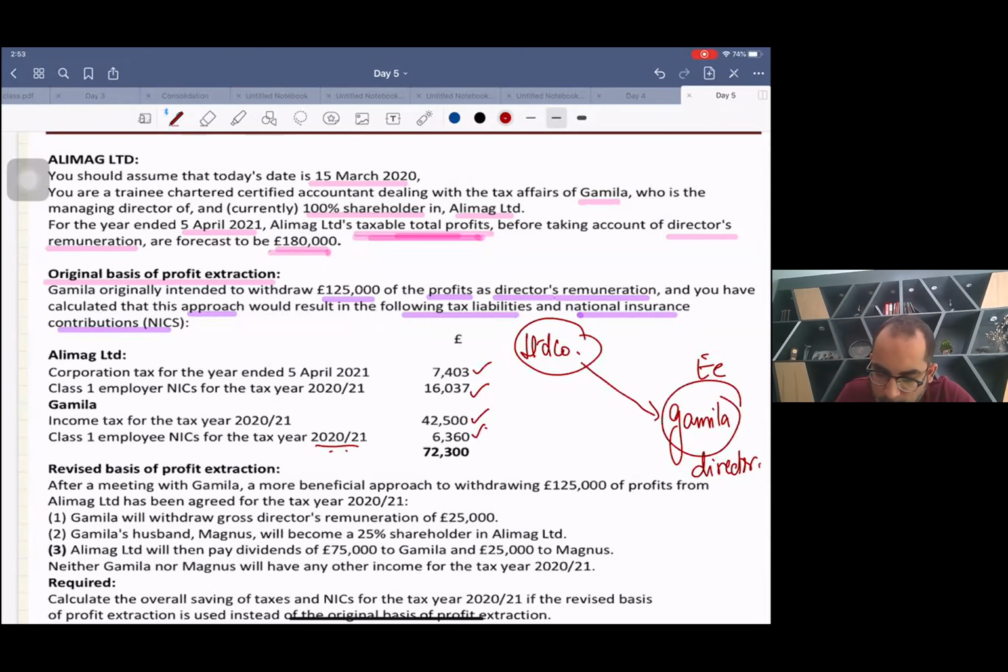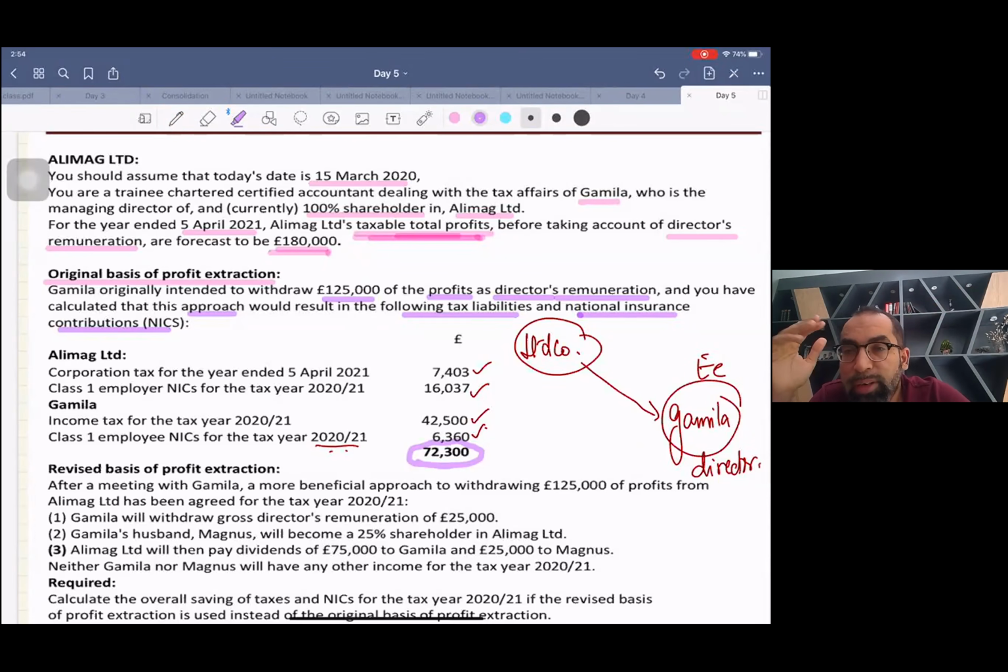So my dear student, look at this number, 72,300. Please add all these four. Right, now the total cost of this whole setup, because this setup is run by Gamila, all these costs are relevant. All these income taxes and corporation taxes are relevant for you. So in this first case the cost is 72,300 pounds.